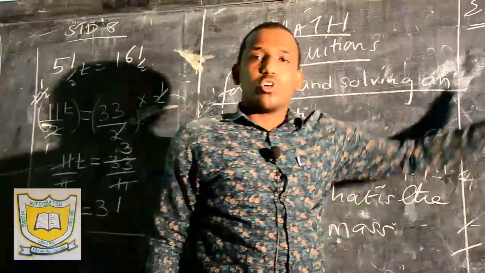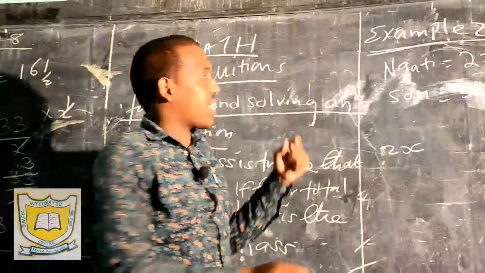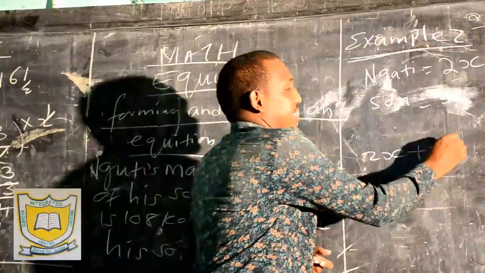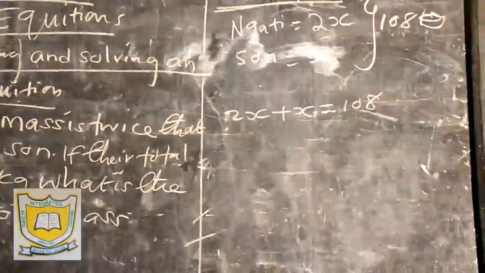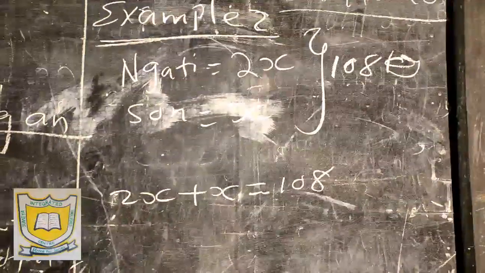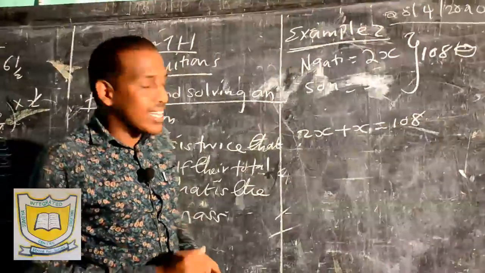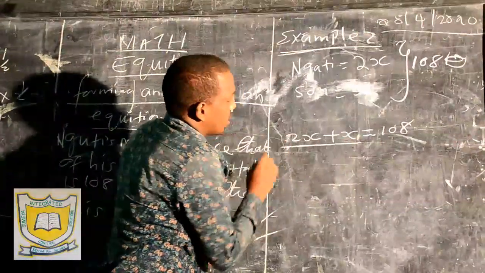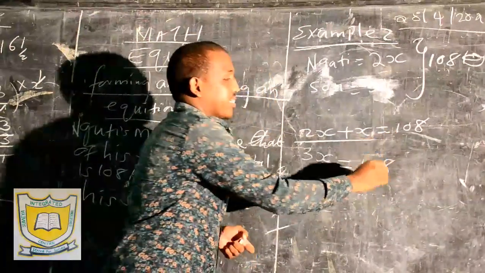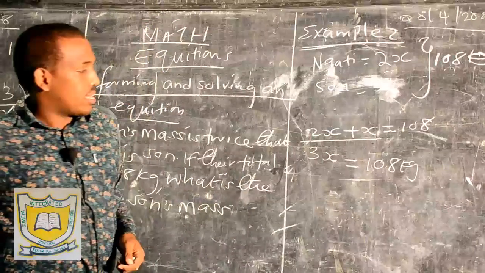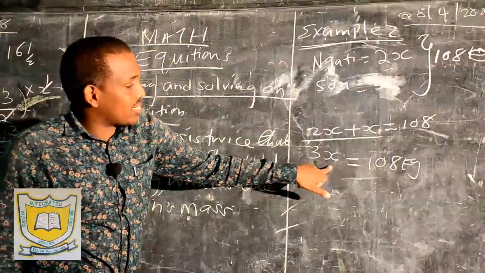What we do now, we collect the like terms. So the father was 2x, plus x is equal to 108. They are like terms, so we add: 2x plus x, we get 3x is equal to 108 kg. Now we go back to what we have been solving: 3x is equal to 108.